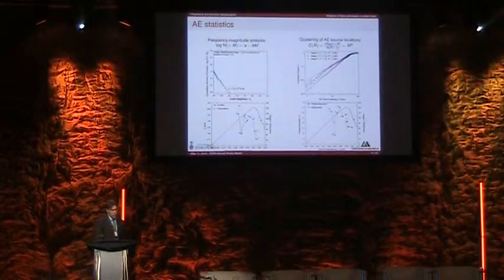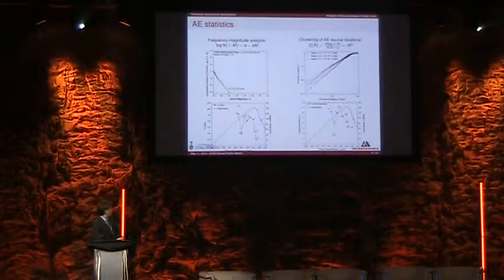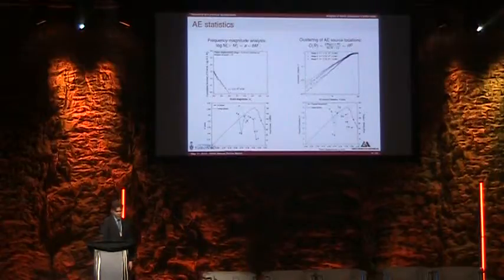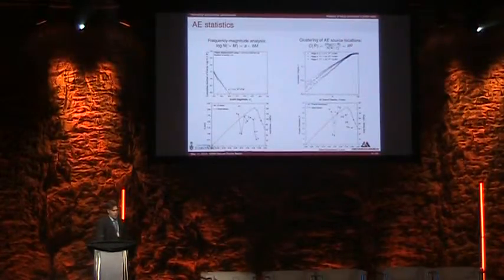We did some more quantitative analysis looking at the frequency-magnitude distribution of these events, and we show that they follow the Gutenberg-Richter relationship, with generally a decrease in b-value as you approach macroscopic failure. Looking at the fractal dimension of the source locations, same thing, a decrease of fractal dimension, so you go from diffuse source locations to localization as you approach failure.